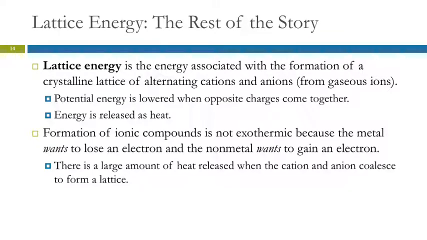So lattice energy is the energy associated with the formation of a crystalline lattice of alternating cations and anions. And it's quantified as from gaseous ions. So if we think about this, cations and anions are oppositely charged. When we bring them close together, they're attracted to each other, and their potential energy is lowered. Well, if the energy of the ions is lower, that energy has to go somewhere. It's released into the surroundings as heat.